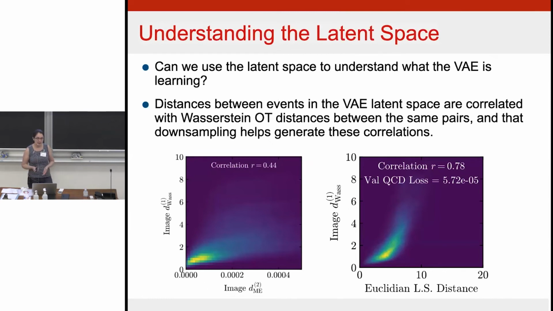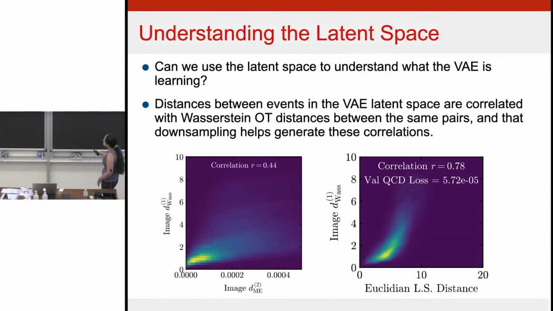So what I mean by that is you train your autoencoder fully, and then you input all your events, and you get a latent representation of all of them. You take a pair of events, and you compare the Euclidean distances between these latent representations to the EMD distance in the original space. And so that's what this plot on the right is showing. Here's the Euclidean latent space distance, and here's the EMD between the two images. And you can see there's a pretty high correlation here.